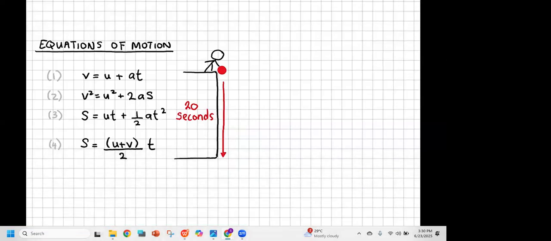Again, using the toolbox method, write out SUVAT. S is what I'm trying to find, so here's the question mark. The ball was initially in my hand at rest, so it had a velocity of 0. I don't know the final velocity of the ball, but I know acceleration due to gravity is always 9.8 meters per second squared on Earth.